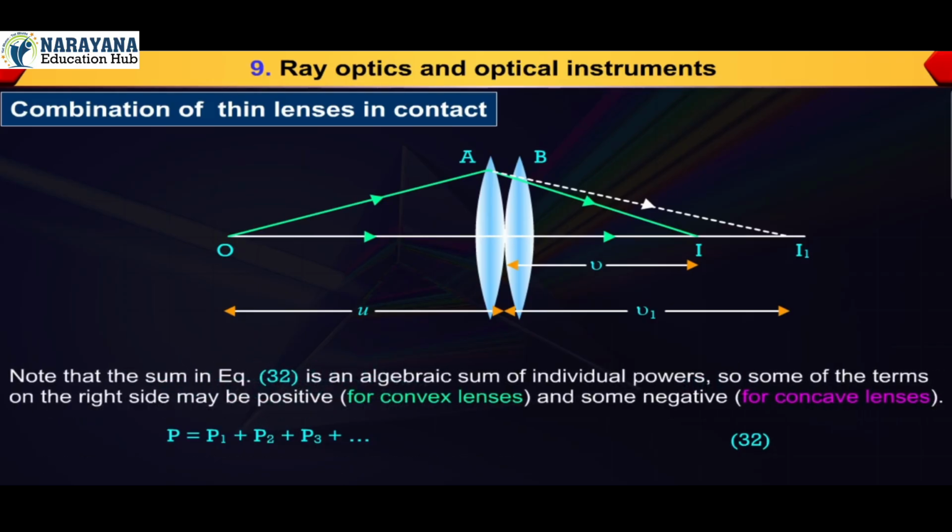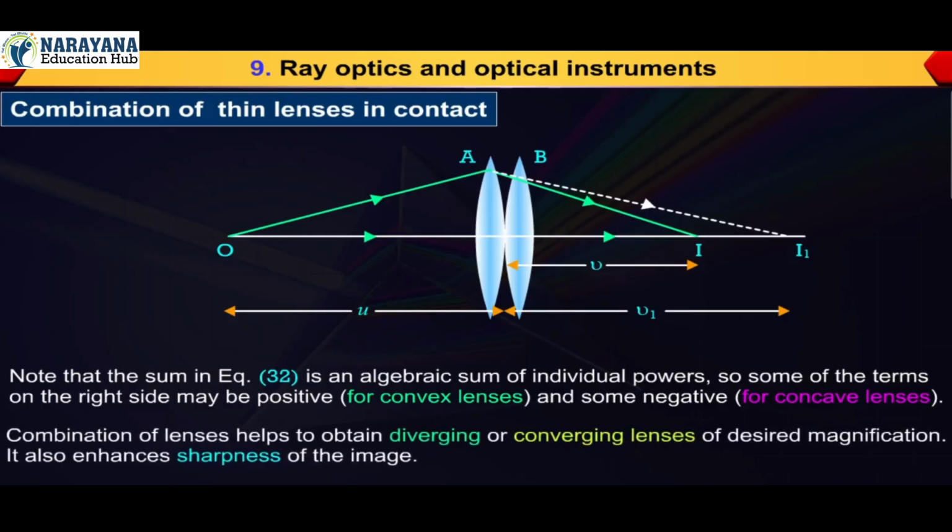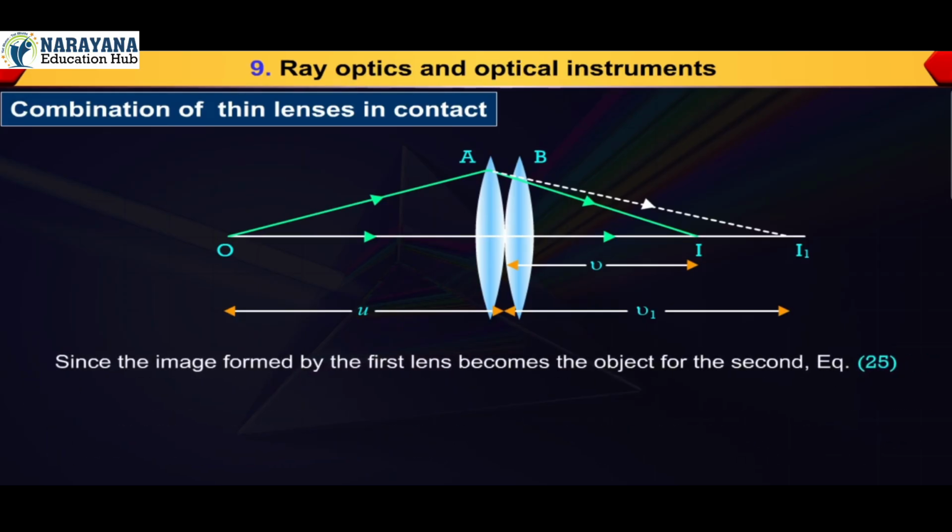Note that the sum in equation 32 is an algebraic sum of individual powers, so some of the terms on the right side may be positive for convex lenses and some negative for concave lenses. Combination of lenses helps to obtain diverging or converging lenses of desired magnification. It also enhances sharpness of the image, since the image formed by the first lens becomes the object for the second.